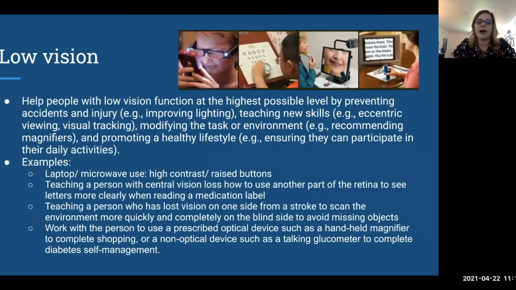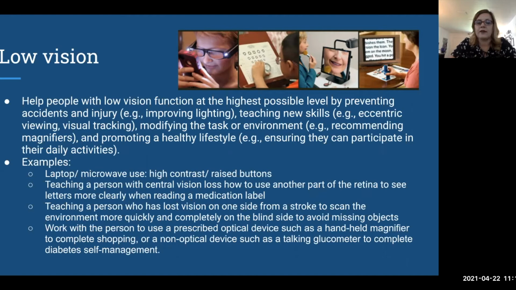The next service I've highlighted is the OT's role in patients with low vision. So we may assist a patient with low vision by prevention, preventing an accident or injury by improving lighting in low areas of light. We could teach a patient new skills, such as eccentric viewing or visual scanning. We can modify the task or the environment, such as using a magnifier, as you can see in that visual there. And we can promote a healthy lifestyle to ensure that they can participate in their daily activities.